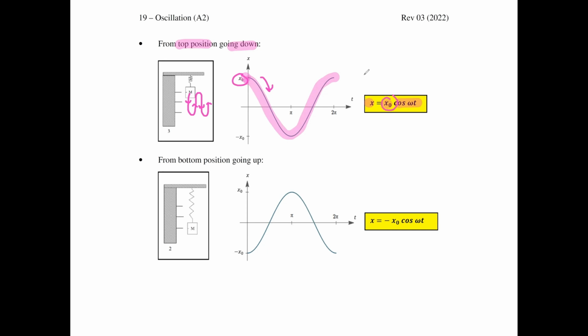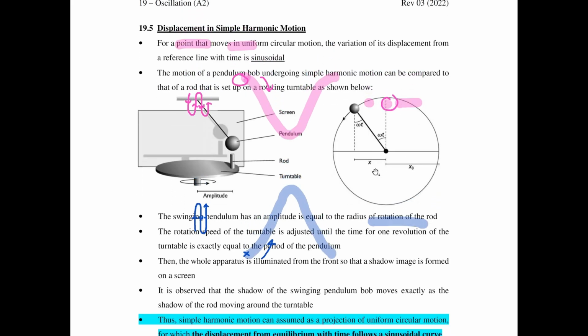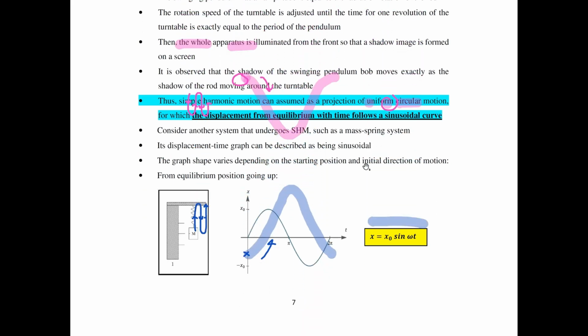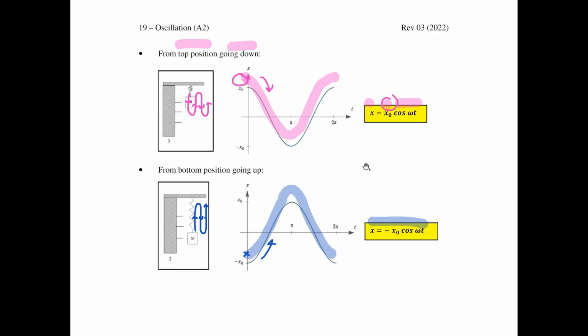Then if you have something where you started off from the bottom position, going up, you go up, you go down, you go back up again in this manner. So you start from the bottom position, you go up, you get a negative cos graph. So it's x equals negative x naught cos omega t. Okay, so if you want to find the displacement of an object that moves with simple harmonic motion, generally this is the equation that we will use. Okay, but which equation specifically depends on how the object started off and what was the initial direction of motion.